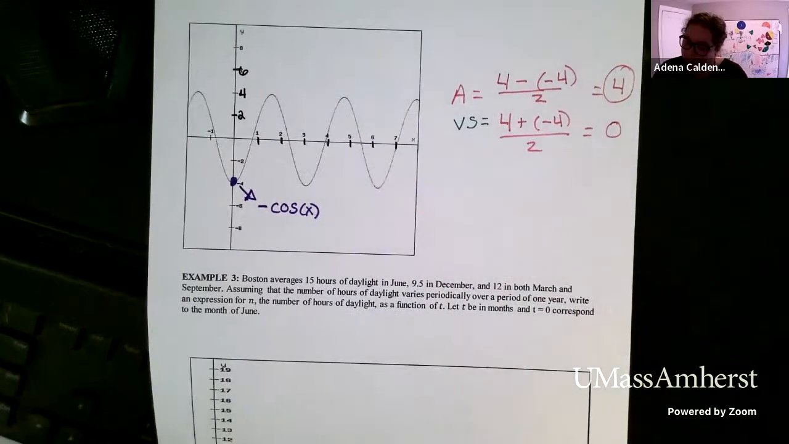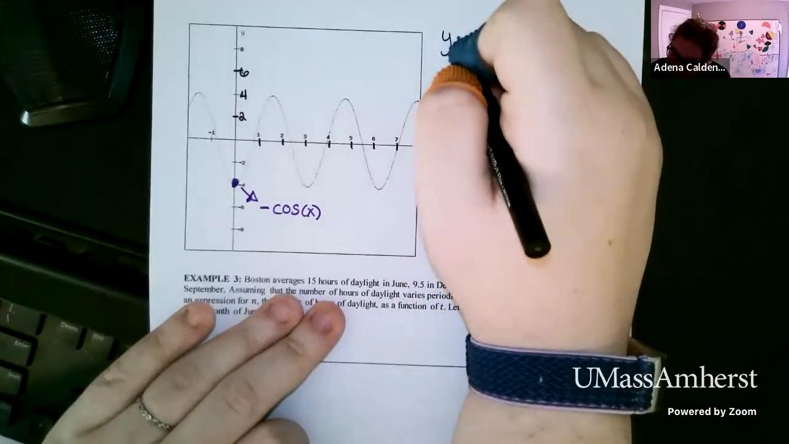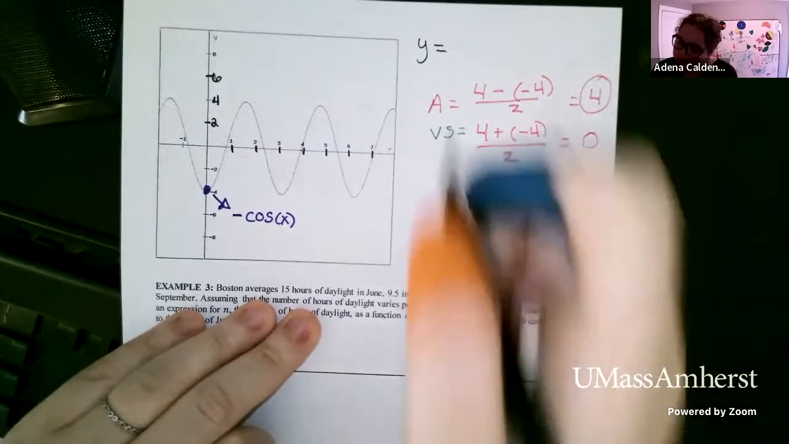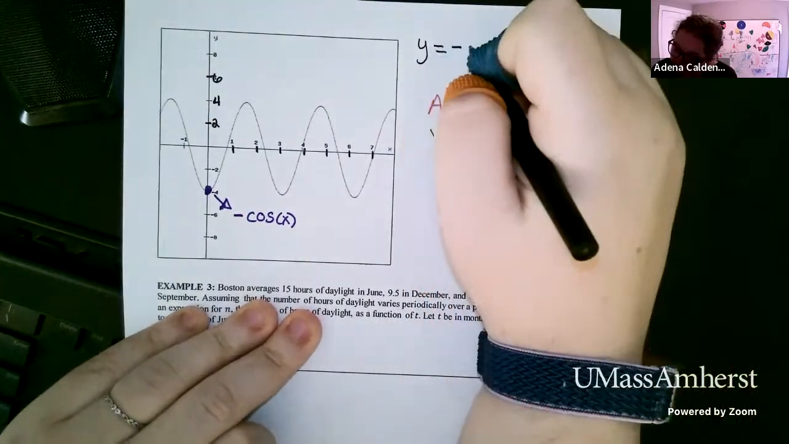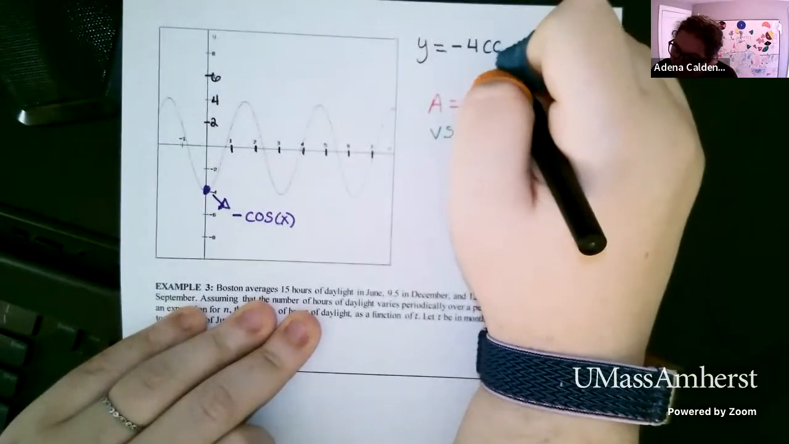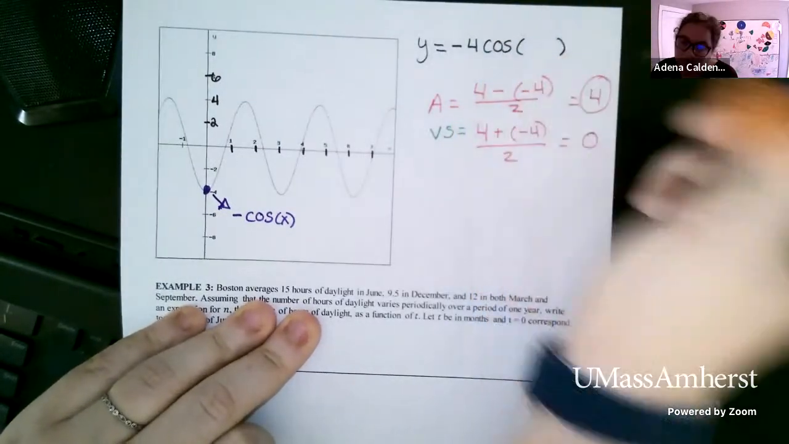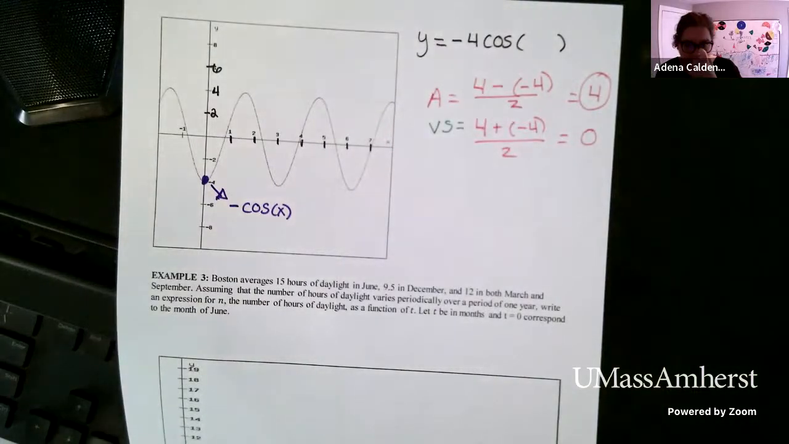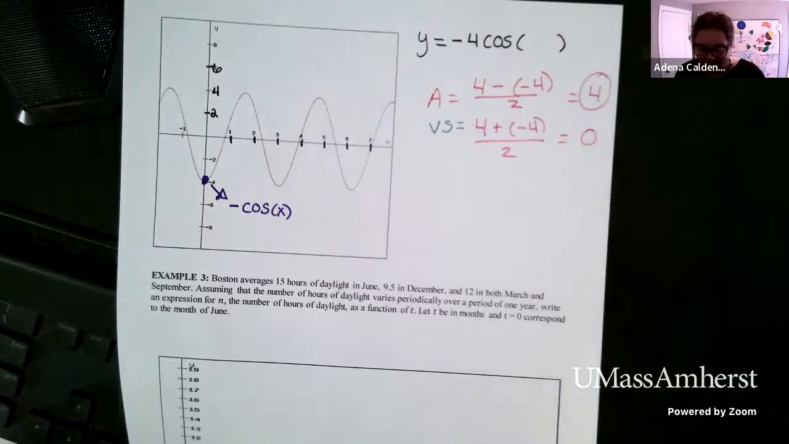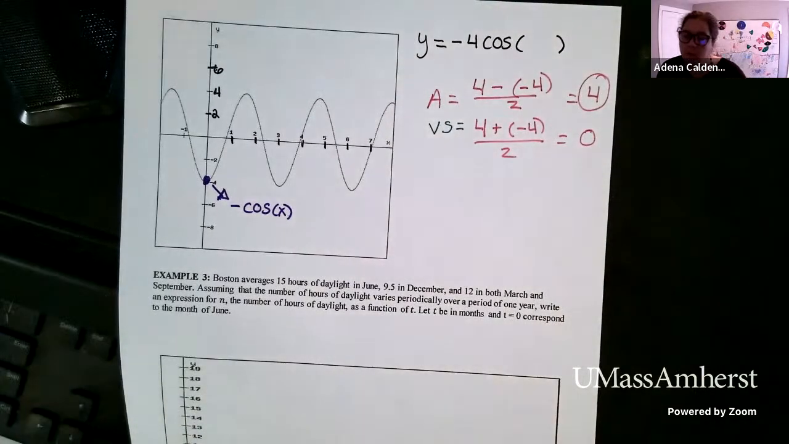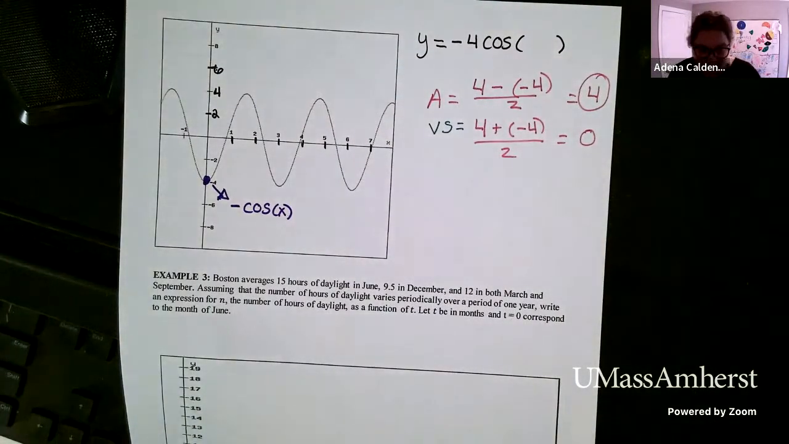So putting together what I know so far, I have y equals, I'm going to pull the negative to the front. My amplitude is 4, so -4 cosine. I haven't done the period yet, so I'll leave that blank. And then I don't have a vertical shift, so I don't need to add anything on at the end. So the question that remains is about the period.